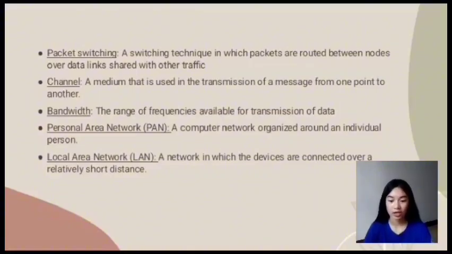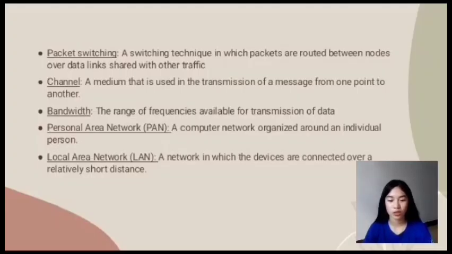We have three types of networks. First is the personal area network or PAN, a computer network organized around an individual person, like Bluetooth devices. Next is the local area network, a network in which the devices are connected over a relatively short distance. It is a network in a small area, for example a home or office.